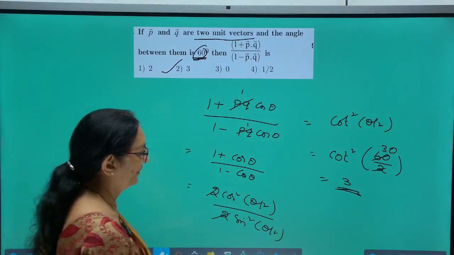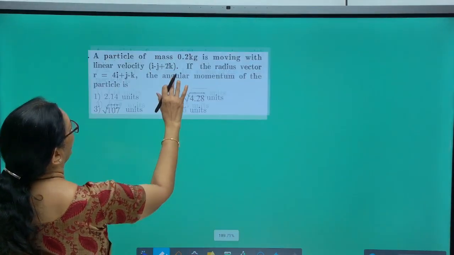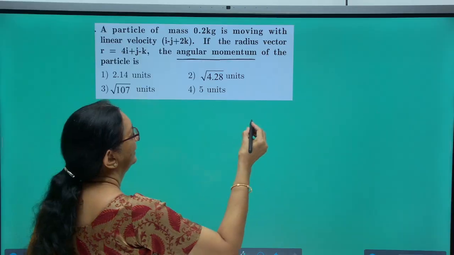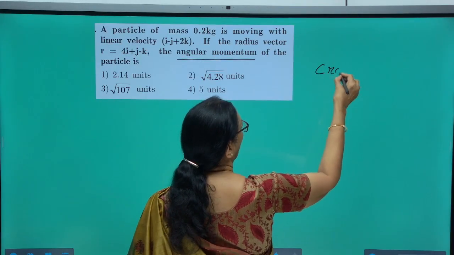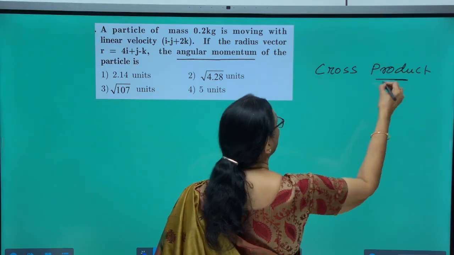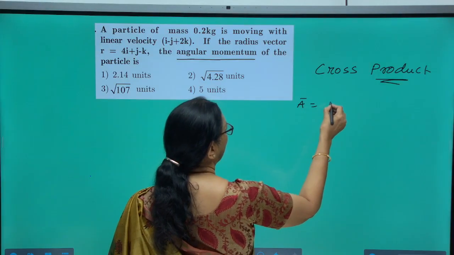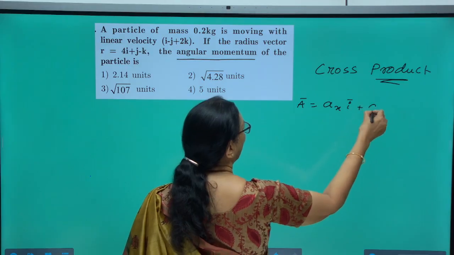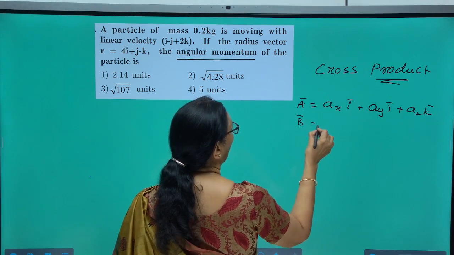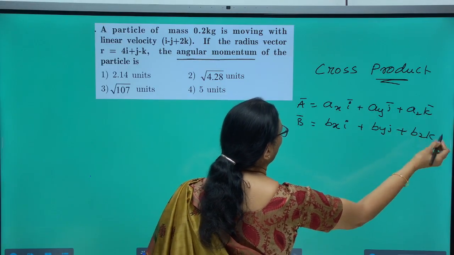Now, let us go to the next problem. You are supposed to find out the angular momentum. Actually, all the next problems are based on the cross product of two vectors. So, we should know the formula for the cross product. Here A bar is equal to AX I bar plus AY J bar plus AZ K bar, and B bar is equal to BX I plus BY J plus BZ K.